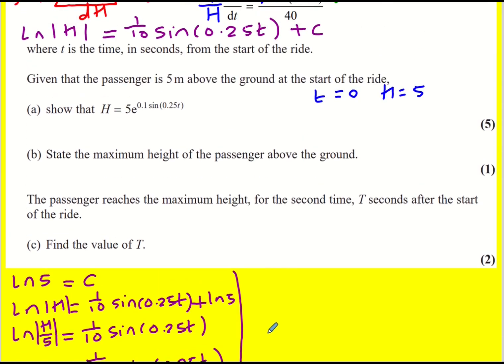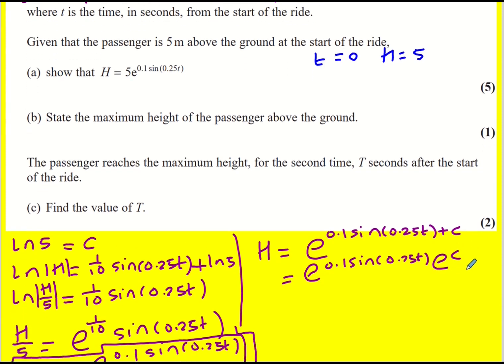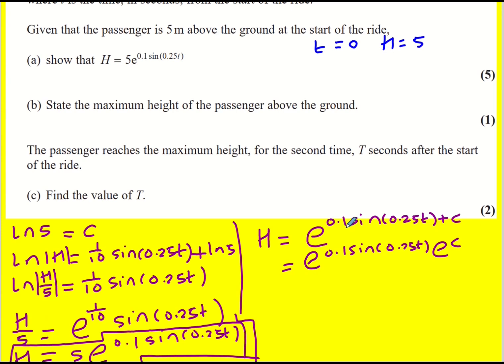Method 2, I'm going to undo the logs first. So I'll get h equals e to the 0.1 sine 0.25t, and then plus c. Now, before I substitute in this scenario, it's good to rewrite it as e to the c times the rest, because that's what happens with powers: x to the a plus b is actually x to the a times x to the b. I'm using that idea, and I'm just going to give this a new name. I'm going to call it k.